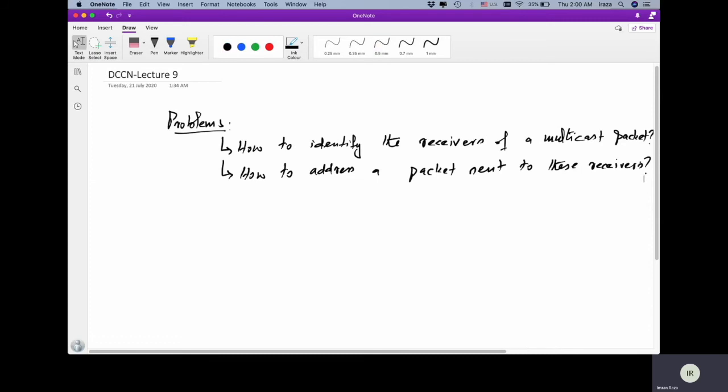Because in the case of unicast communication, the IP address of the receiver or the destination is obviously carried in each IP unicast datagram, and it identifies the single recipient. And also in the case of broadcast, all nodes need to receive the broadcast packet. So node specific destination addresses are needed.